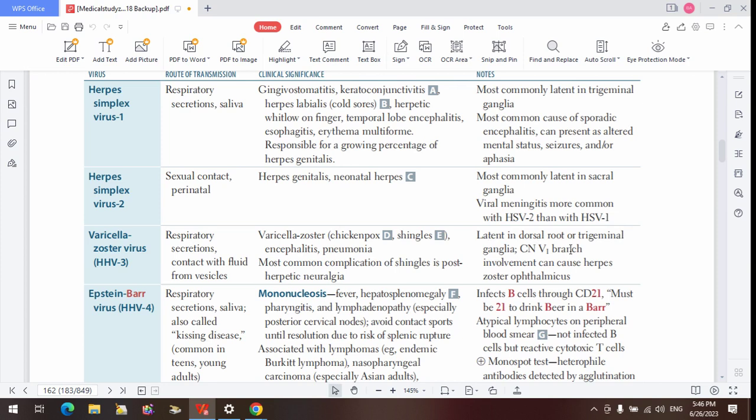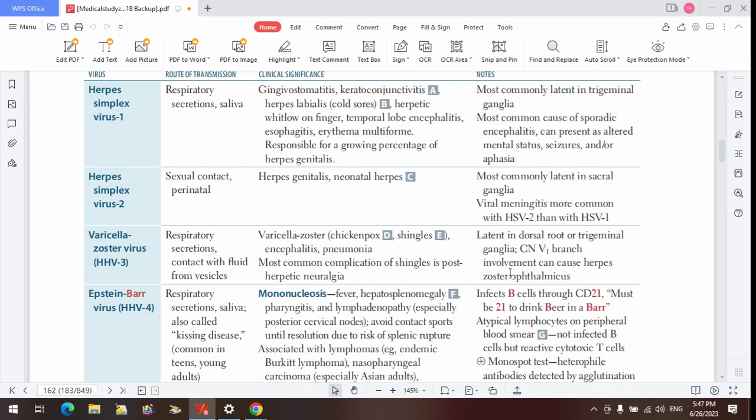Do you guys understand for the dorsal root? All right. But most commonly we see it at the thorax. Then it can also reactivate and stay latent at the trigeminal ganglia. So that means that if it's going to reactivate, it's going to affect the side of the face, because you know that the trigeminal nerve confers sensory supply to the face.